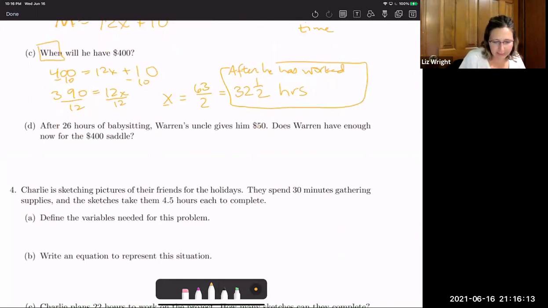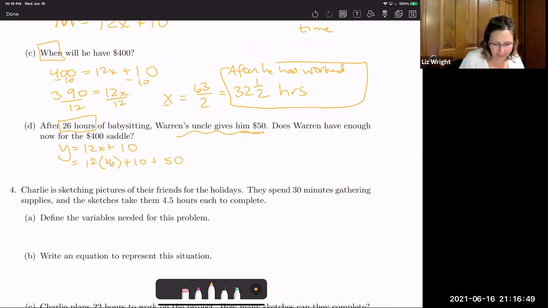All right, the next one says, after 26 hours of babysitting, Warren's uncle gives him 50 bucks. Does Warren now have enough for the $400 saddle? Let's do 26 hours of babysitting. We've got, right in our equation again, 12x plus 10. He did 26 hours of babysitting. We already had the 10, and then Warren's uncle also gives him 50 bucks.